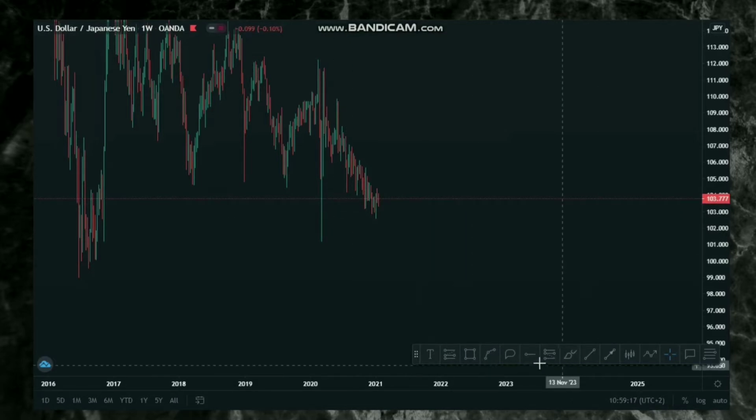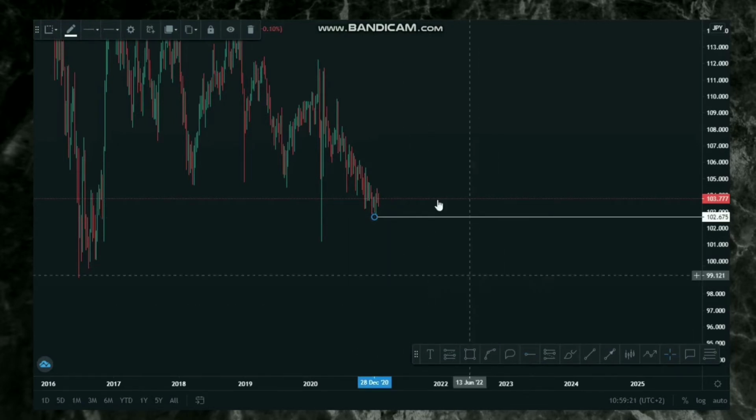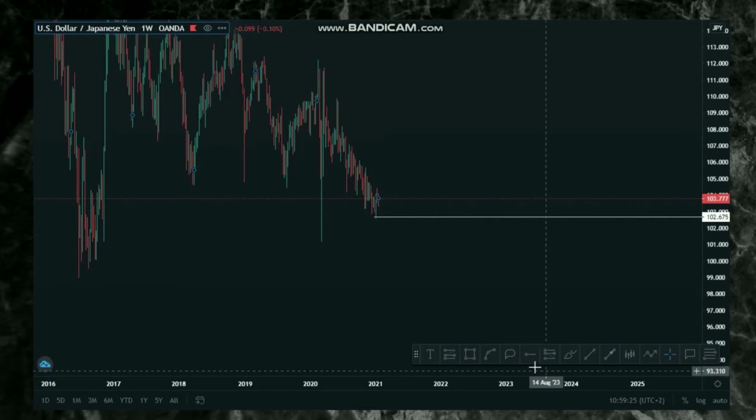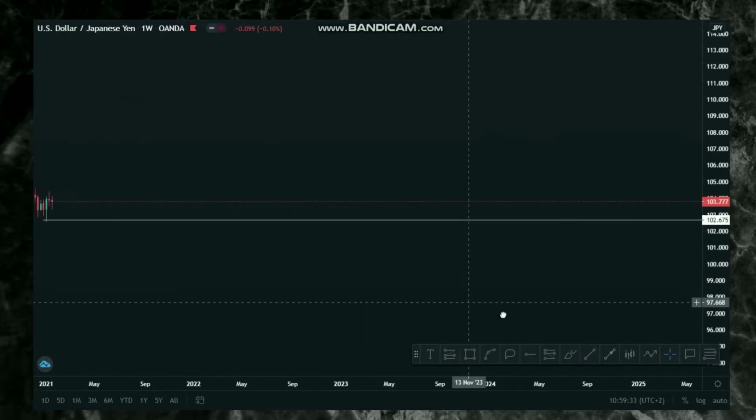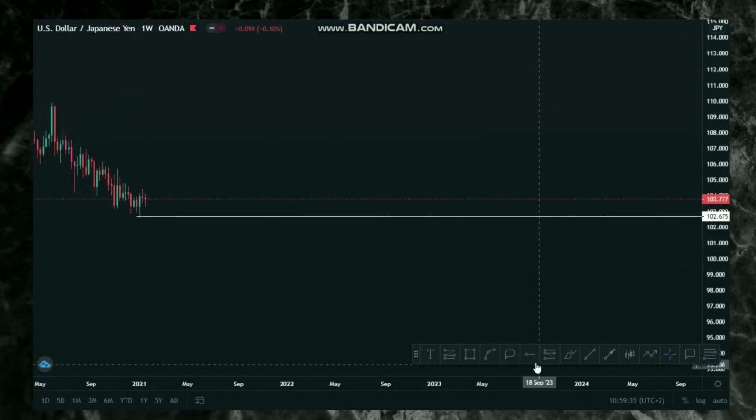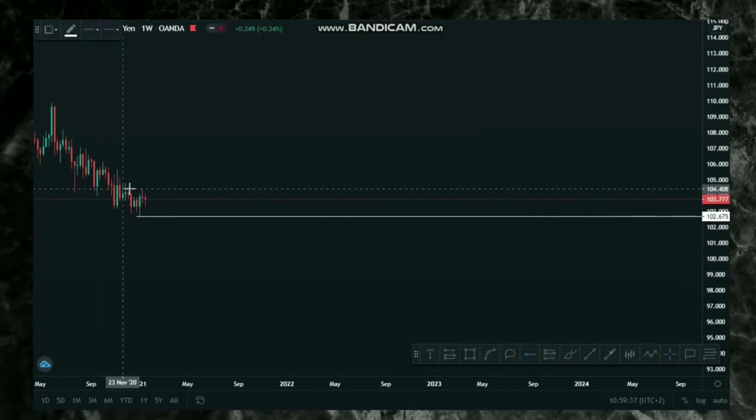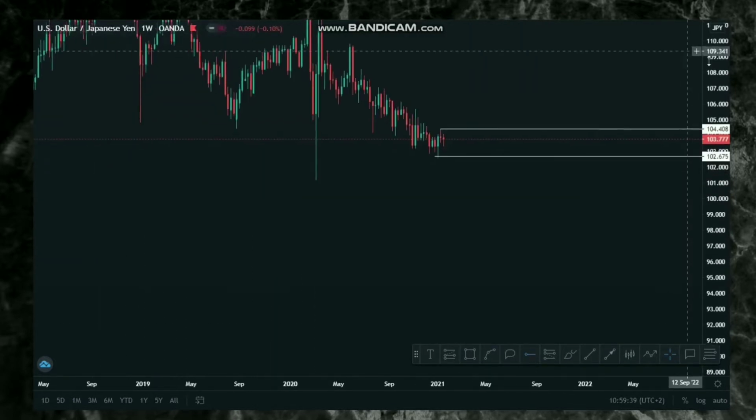On the weekly time frame, we identify our major support and resistance. Our major support and resistance are these ones. We focus on the current market prices. We don't dwell much on what happened previously unless we're backtesting the strategy, but we're going to be focusing on the current market price range. Our resistance is this one here. Then we identified our support and resistance.